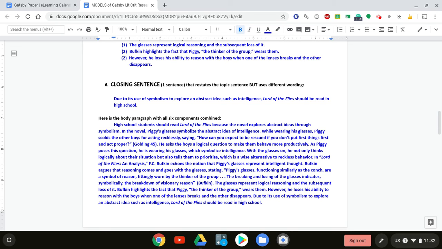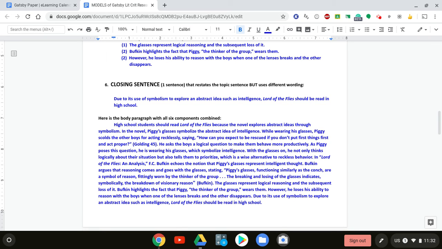In Lord of the Flies, an analysis, F.C. Bufkin echoes the notion that Piggy's glasses represent intelligent thought. Bufkin argues that reasoning comes and goes with the glasses, stating, "Piggy's glasses, functioning similarly as the conch, are a symbol of reason, fittingly worn by the thinker of the group. The breaking and losing of the glasses indicates symbolically the breakdown of visionary reason."